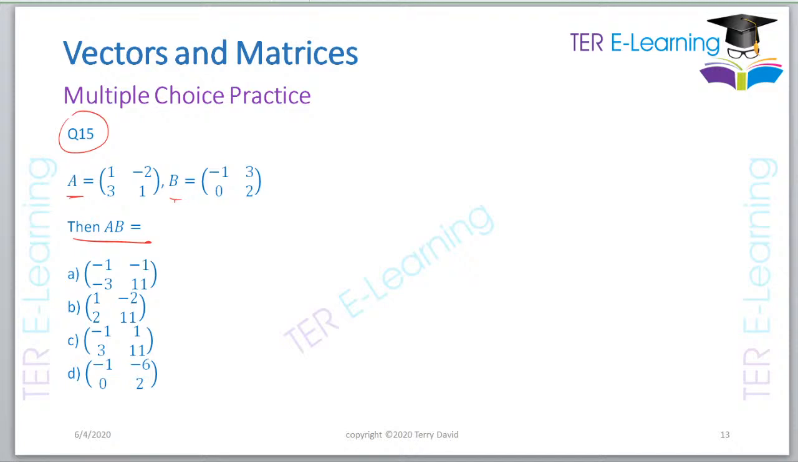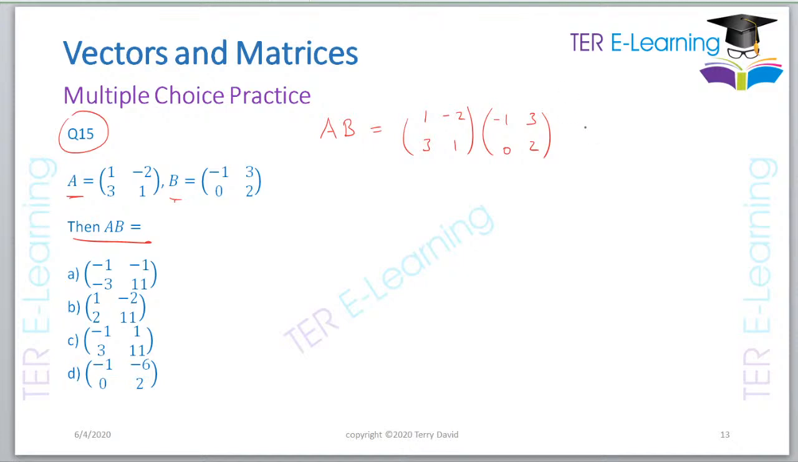Now, when you're doing a matrix multiplication, I want you to take your time. It's very easy to make a mistake when you're doing a matrix multiplication. So you want to work out A multiplied by B. You start off by writing down what the two matrices are. So you have 1, minus 2, and then you have 3, 1, and you're multiplying that by minus 1, 3, 0, 2.